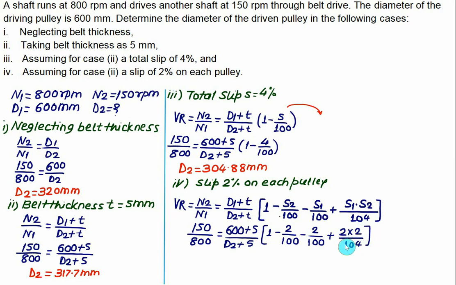The contribution of the last quantity is very small actually, and we hardly get any change in the diameter of the driven pulley. So the exact calculation of D2 in this case is equal to 304.9 mm. So there is hardly any change in the calculation. It's 0.88 mm and 0.9, so there is an error of only 0.02. That is a negligible value.